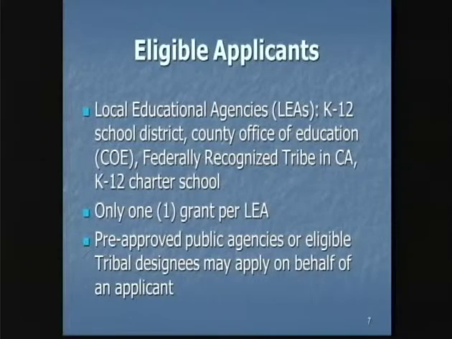To qualify, you need to be a local educational agency, LEA, as a K-12 school district, or a county office of education, or a federally recognized tribe, or a K-12 charter school. We're only going to be awarding one grant to an LEA, and we do have a process to get pre-approved as a public agency to apply on behalf of one of those eligible applicants or to be an eligible tribal designee. So of course the question we've been getting is, how do I get pre-approved?